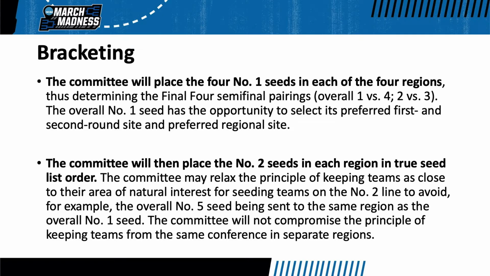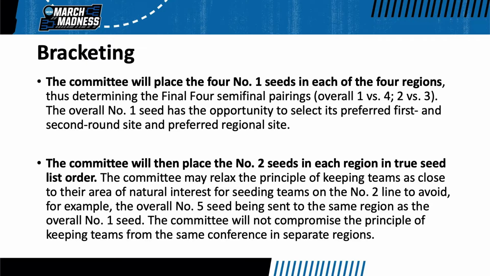The 4th of the number 1 seeds gets the region that remains vacant. The committee then places the number 2 seeds, teams ranked 5 through 8 on the overall seed list, on the bracket using the same geographic principles. However, movement can take place based on other principles that take precedent over geography.